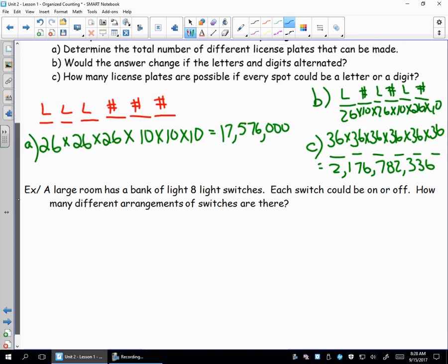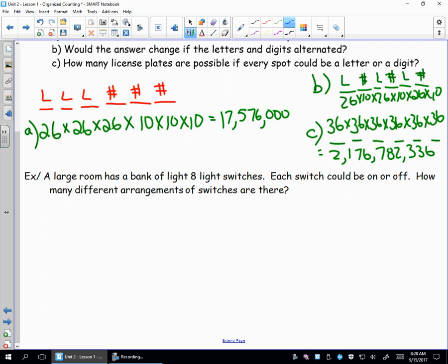A large room has a bank of 8 light switches. Each light switch can be on or off. How many different arrangements of switches are there? So what are the stages of this problem? When I go to the first light switch, it could be either on or off. The next one could be on or off. In other words, there's 2 choices at each stage. How many stages are there? 2 times 2 times 2 times 2? 8 times. So we have 256 choices. Yeah, that's an easier one. But we have to be able to think about our stages and our choices.